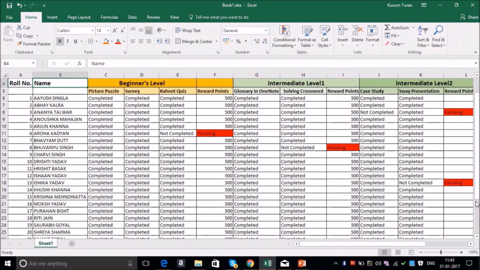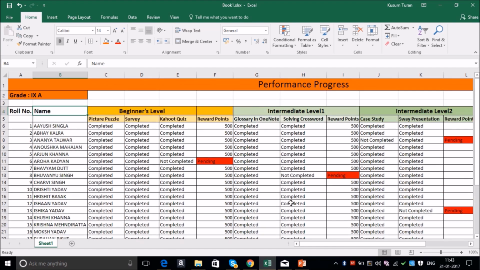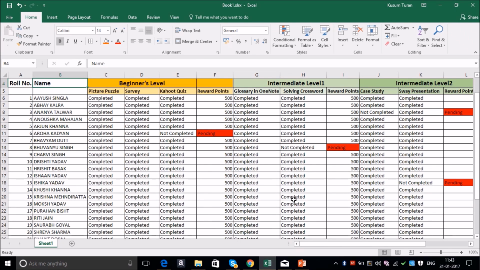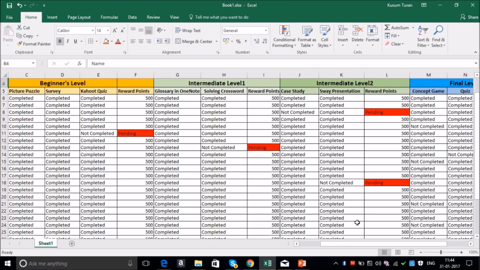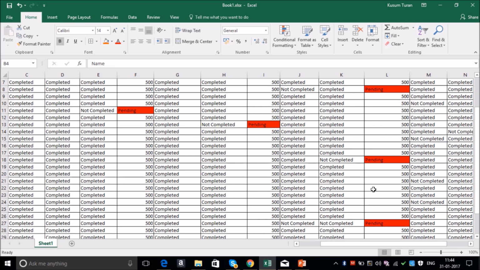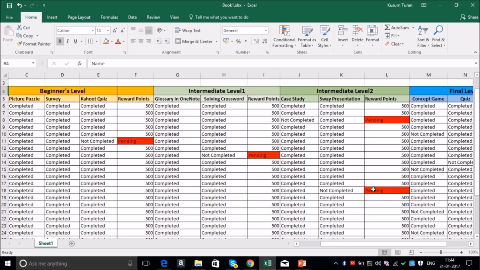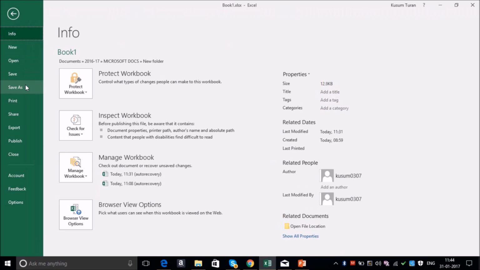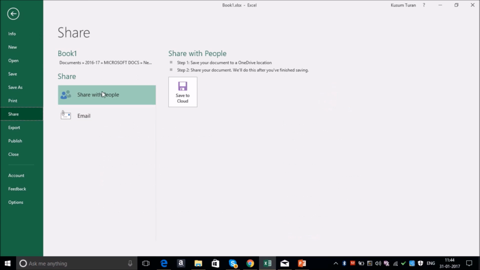To track each student's progress, I prepared an automated Excel sheet using IF function and conditional formatting. As I filled their status as completed or not completed, it automatically generated their reward points and highlighted the pending ones with red color. Moreover, this sheet was easy to share with students and parents.